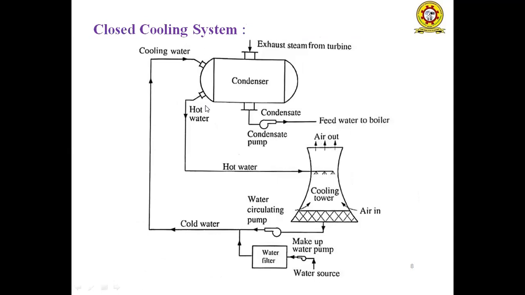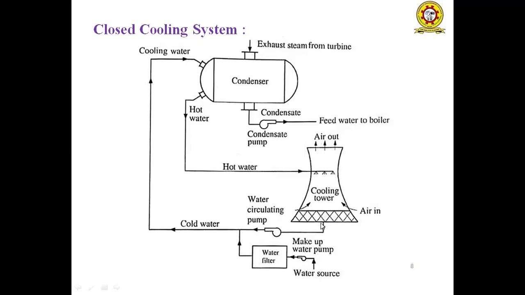Next one is the closed cooling system. In the closed cooling system, the exhaust stream from the turbine enters into the condenser. For condensing the exhaust stream, we need cooling water. This cooling water is coming from the cooling tower.